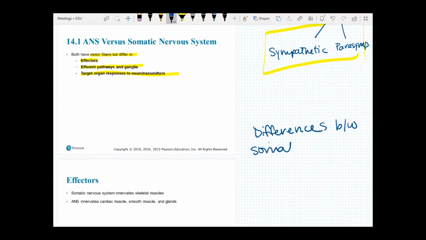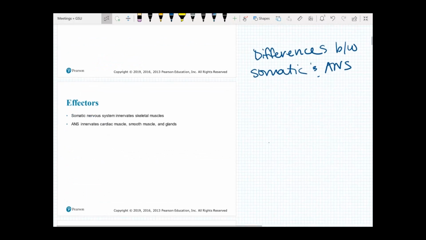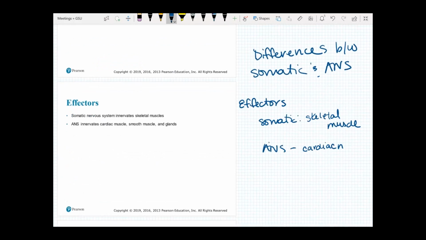Somatic and autonomic. So the first way we're going to differ is within our effectors. Your somatic nervous system, as we know, is going to be responsible for your skeletal muscle, whereas your ANS is going to be responsible for your cardiac muscle, your smooth muscle, so those are all three kinds of muscle, but then also your glands. So that's one way they differ.